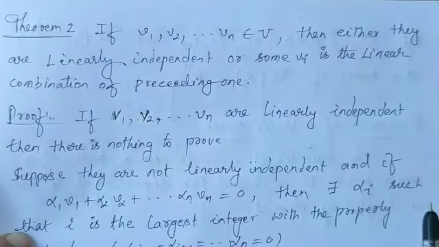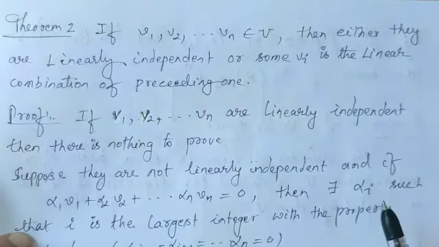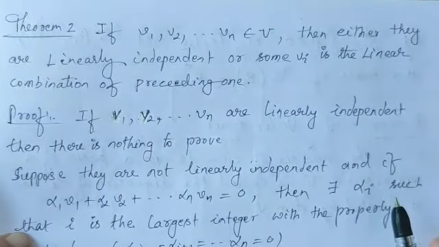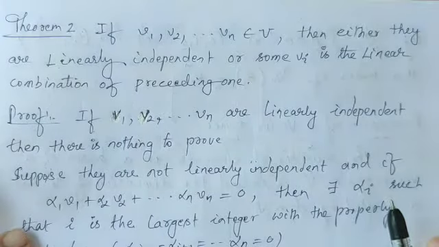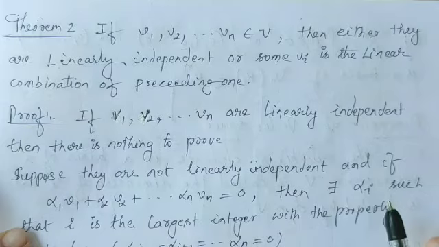So now we move to the next theorem. The theorem says if v1, v2, etc. vn belong to V, then for these n vectors, either they are linearly independent or some vi is a linear combination of the preceding ones. It is a very important theorem. The proof is: I will take v1, v2, etc. vn. If I assume that they are linearly independent, then there is nothing to prove.